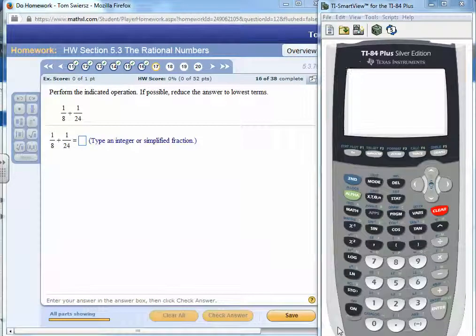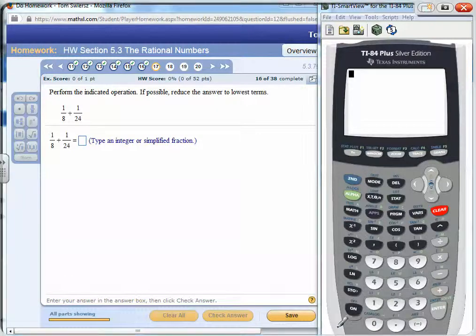Let's go ahead and look at homework problem exercise number 17 from section 5.3. 1/8 plus 1/24. Again, when we're adding fractions, we need to get a common denominator. Notice 24 is 3 times 8, so a common denominator would be 24.